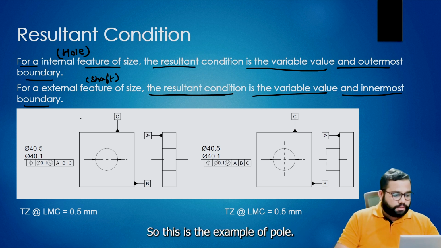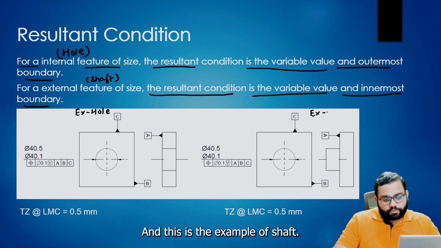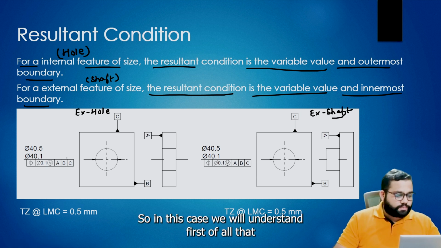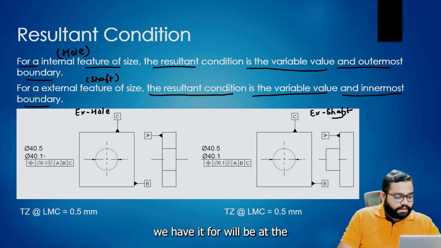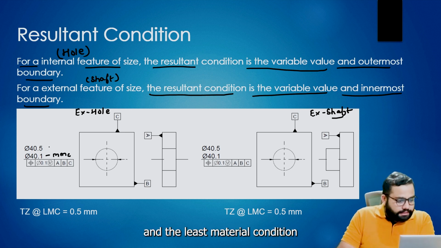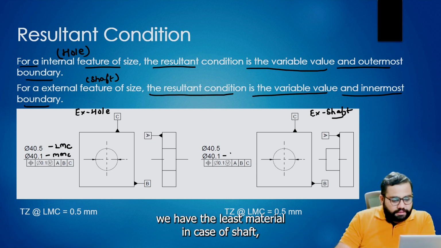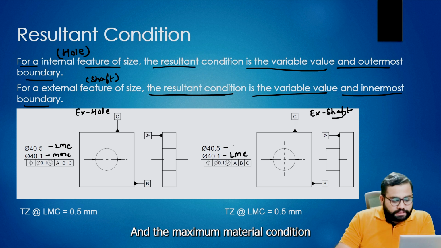This is the example of a hole and this is the example of a shaft. First of all, for the hole we have the maximum material condition and the least material condition. In the case of the shaft, we have least material condition at dia 40.1 and maximum material condition at dia 40.5.